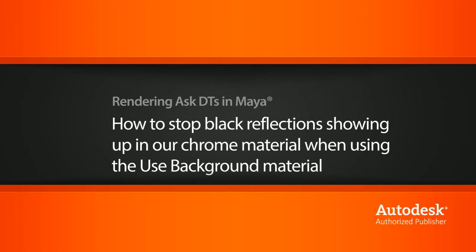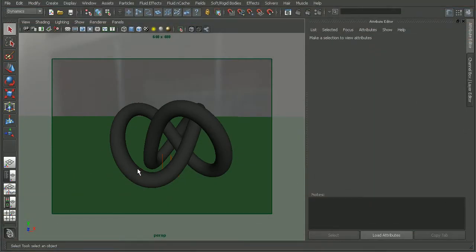So to illustrate this, I have a setup here. Basically, I have image-based lighting, and I also have a directional light to cast shadows onto my ground. And then on the ground, I have a Use Background material. And on this torus knot, actually I have an architectural material with the Chrome preset applied.